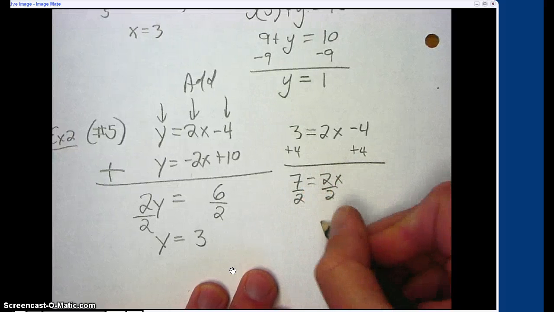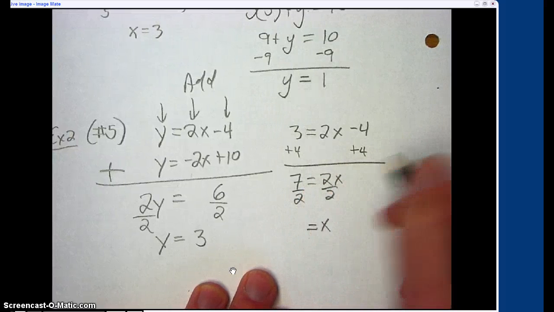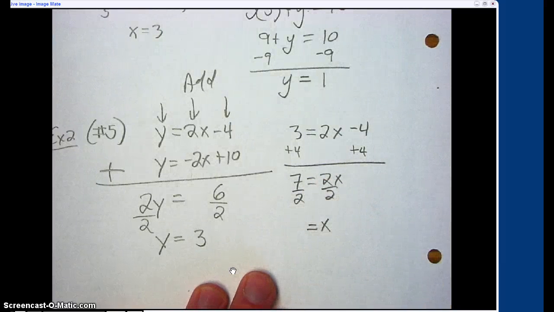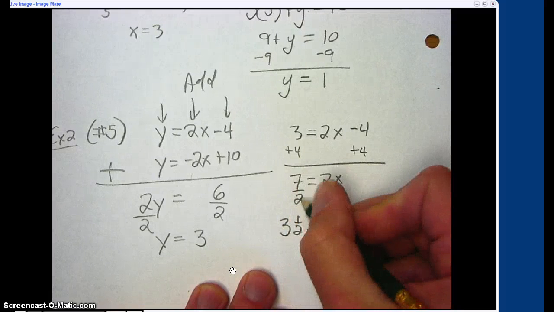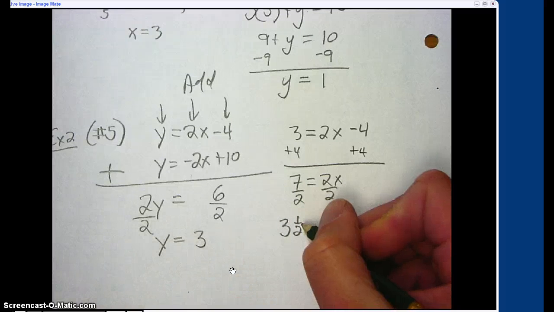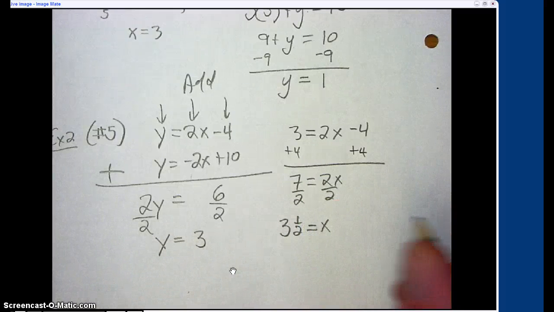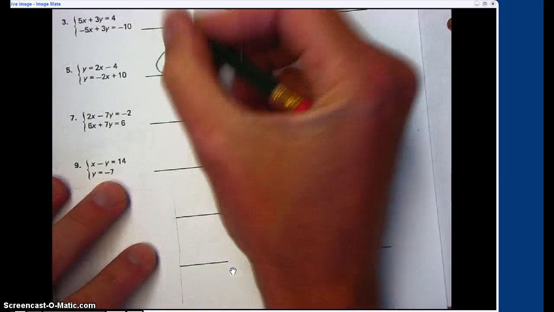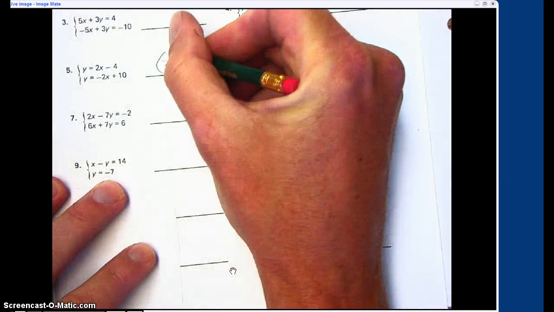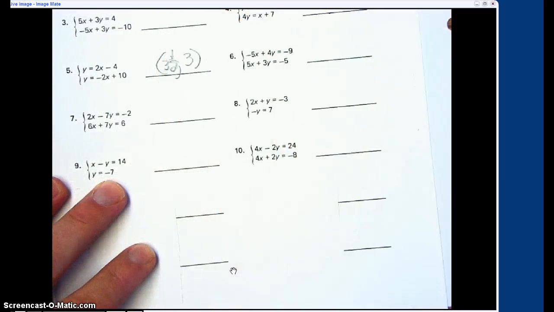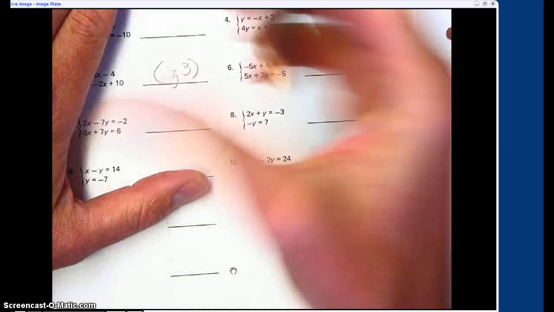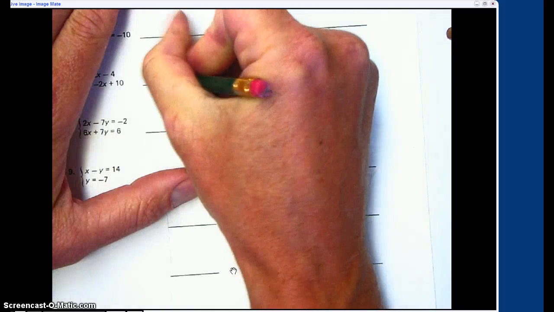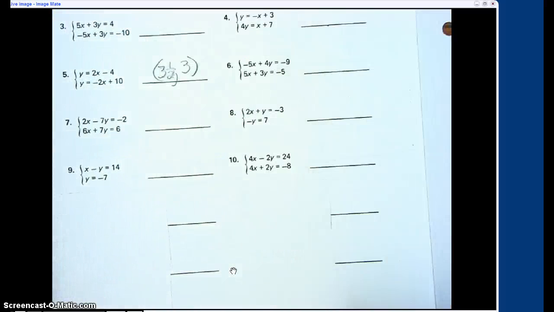But you're saying, Mr. Godbout, this can't be divided by 2. Yes, it can. What's 7 divided by 2? If I have $7 and you're splitting it, how much money do you get? 3 and a half. Isn't this just an improper fraction that needs to be made into a mixed number? So guys, your other answer is 3 and 1/2. So guys, you may get a mixed number as an answer.